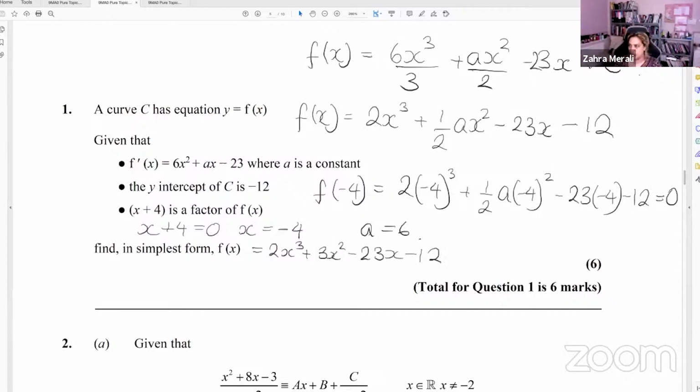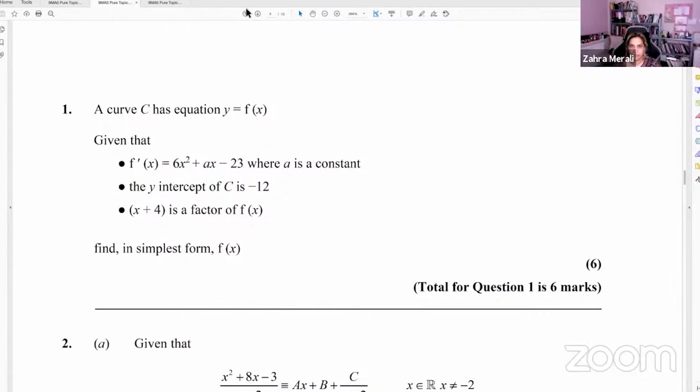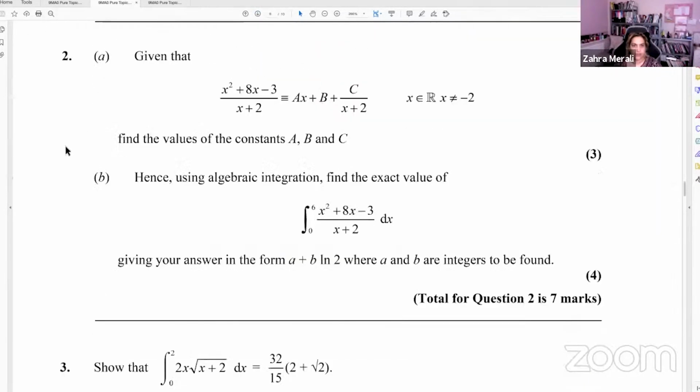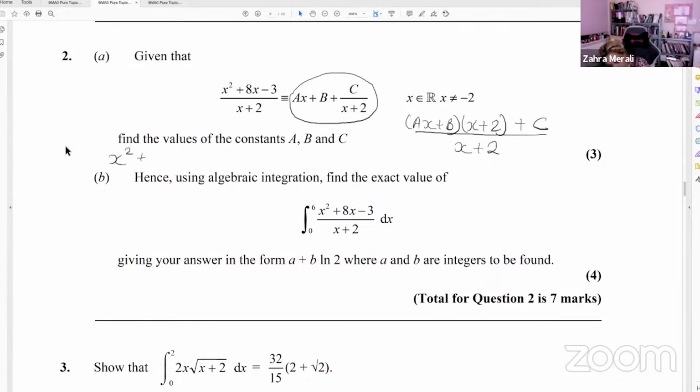Okay. So the next question, let's see what we've got. It says find the values of the constants a, b, and c. So there's a couple of ways you could do this. Again, you could make this equivalent, which is probably what I would do, was make that into one fraction. So make it all over x plus 2. So you'd have ax plus b multiplied by x plus 2, plus c. So if you take the numerators, the top bits, and make them equal, you've got x squared plus 8x minus 3.